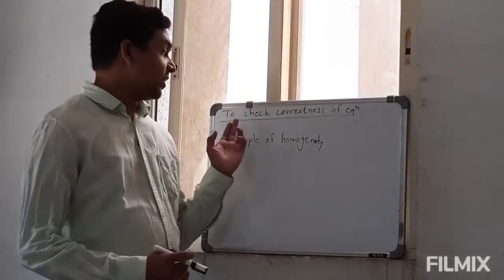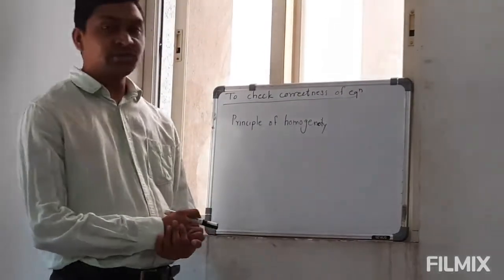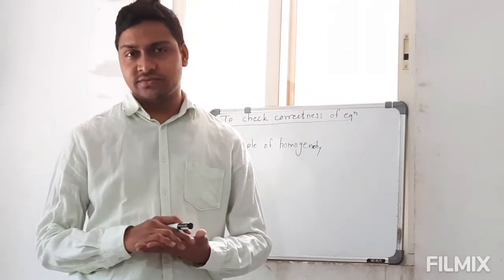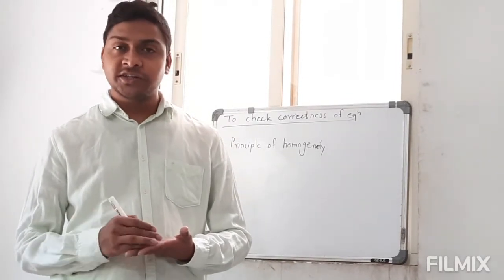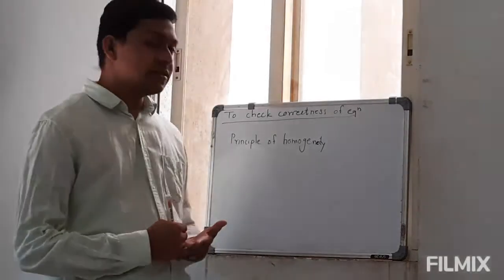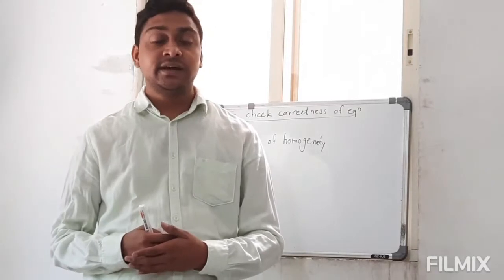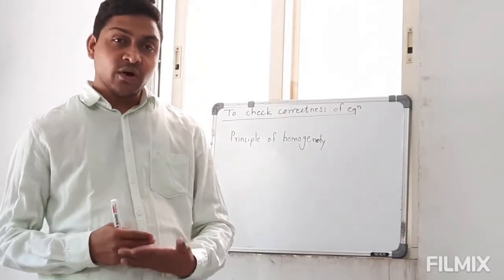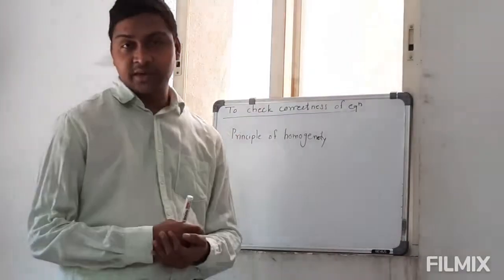Now, to check the correctness of a physical equation, we have to use dimensional analysis. We come across many equations in physics, such as Newton's law of gravitation, F is equal to G m1 m2 by r square. Also we have kinematical equations, that is v is equal to u plus at, and s is equal to ut plus half at square. All these equations we can check by using dimensional analysis.